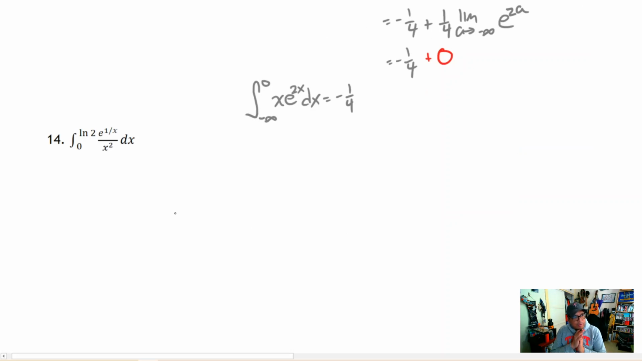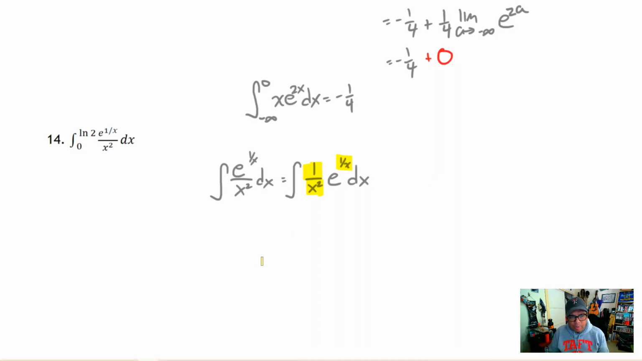Finally, we have the integral from 0 to natural log of 2 of e to the 1 over x, over x squared. Like our previous problem, I'm going to look at this as the antiderivative first. Now I'm going to re-express this as 1 over x squared multiplied by e to the 1 over x. And the reason why I want to do that is because I noticed that the derivative of 1 over x is negative 1 over x squared. So the derivative of the power of e is already in the integrand, offset by negative, but still there.